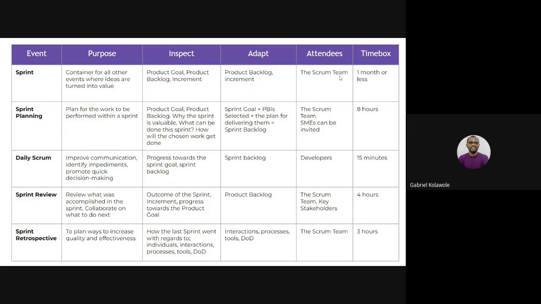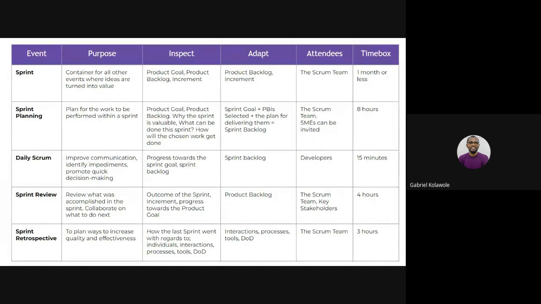Attendees: the entire Scrum team is responsible for the sprint, the entire sprint. They own that sprint, the Scrum team. And usually, a sprint is time-boxed to one month or less. These days it is very common to hear people say "two-week sprint, two-week sprint." In fact, to an extent, people are even imposing that two weeks on a lot of people, which is not right. We should allow people to choose what works best for them.